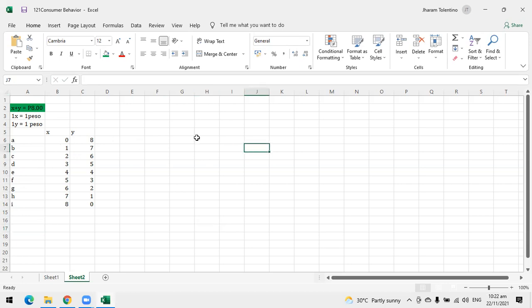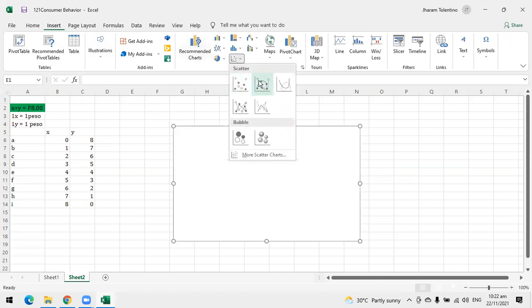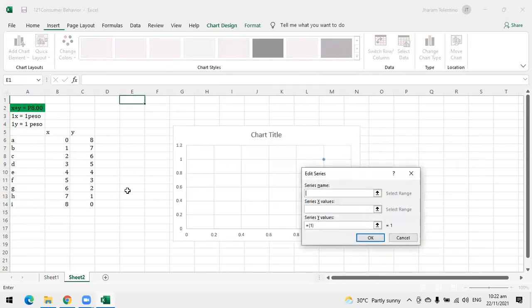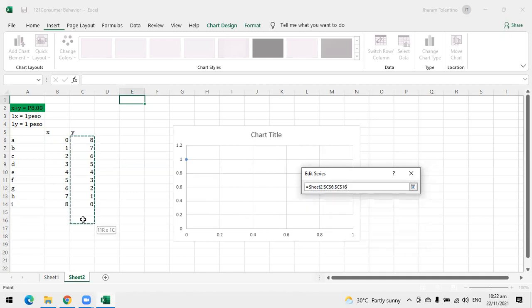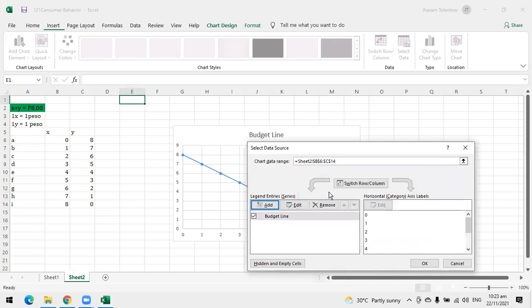This is the first table, where we will graph it. So how do we graph? We did this last time, but if you don't remember, it's okay. So, insert graph. Select data. These are the values of X, and then the values of Y. So this is what we call the budget line. That is our budget line.